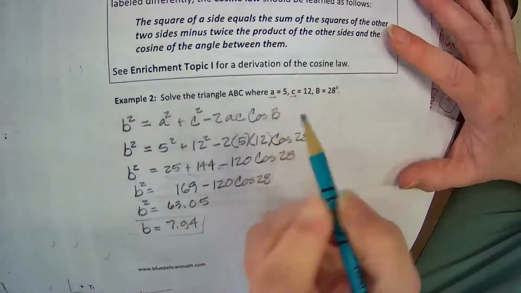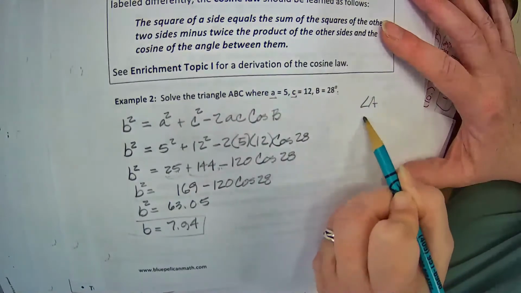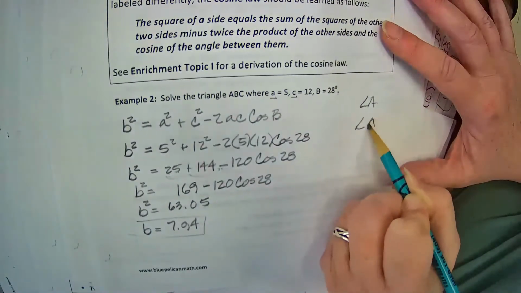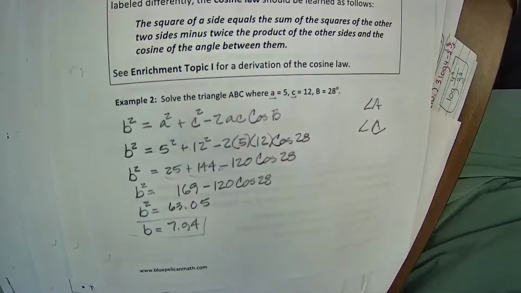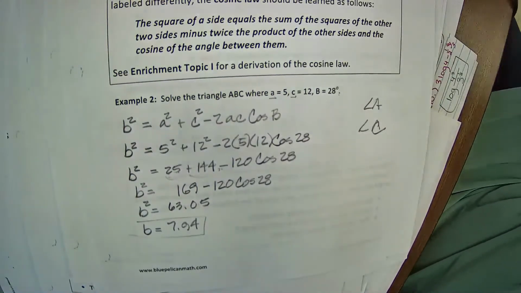Okay, now that's B. So we have A, B, C. We still need angle A and angle C, and we will pick up with that tomorrow. Okay, y'all be good. Hang on to your papers.